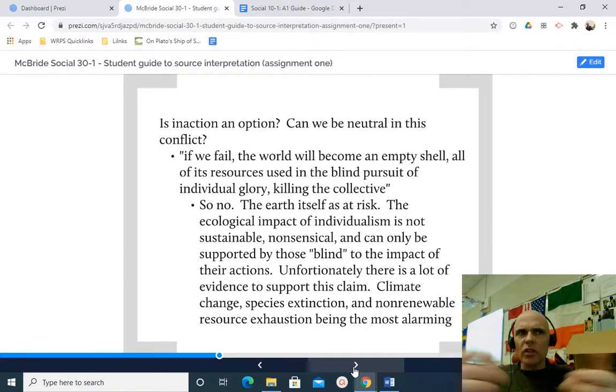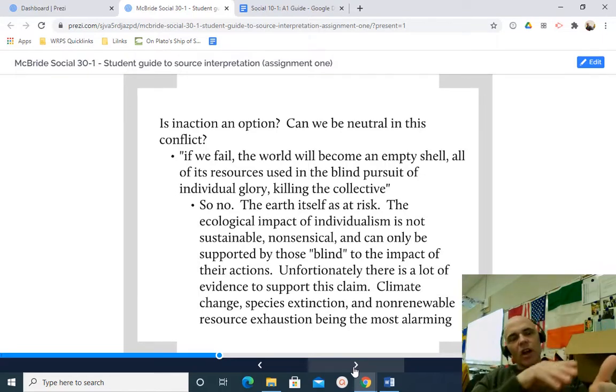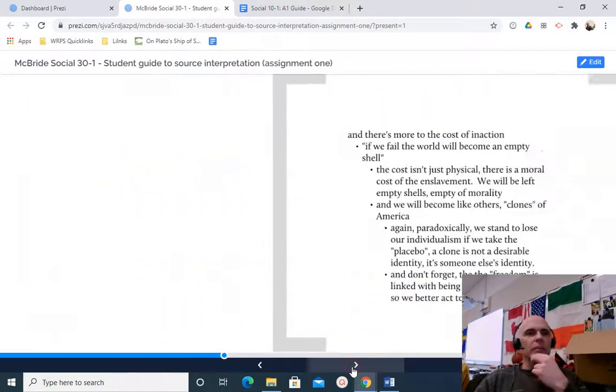Is inaction an option? Can we be neutral in this conflict? If we fail, the world will become an empty shell, all of its resources used in the blind pursuit of individual glory. So no, the earth itself is at risk. The ecological impact of individualism is not sustainable, nonsensical, and can only be supported by those blind to the impact of their actions. Unfortunately, there is a lot of evidence to support this. Climate change, species extinction, non-renewable resource exhaustion becoming the most alarming. Again, grade 10, grade 10, grade 10. So often I build some content in grade 10 that they can then use to reflect back on when they're seeing the theory in 30.